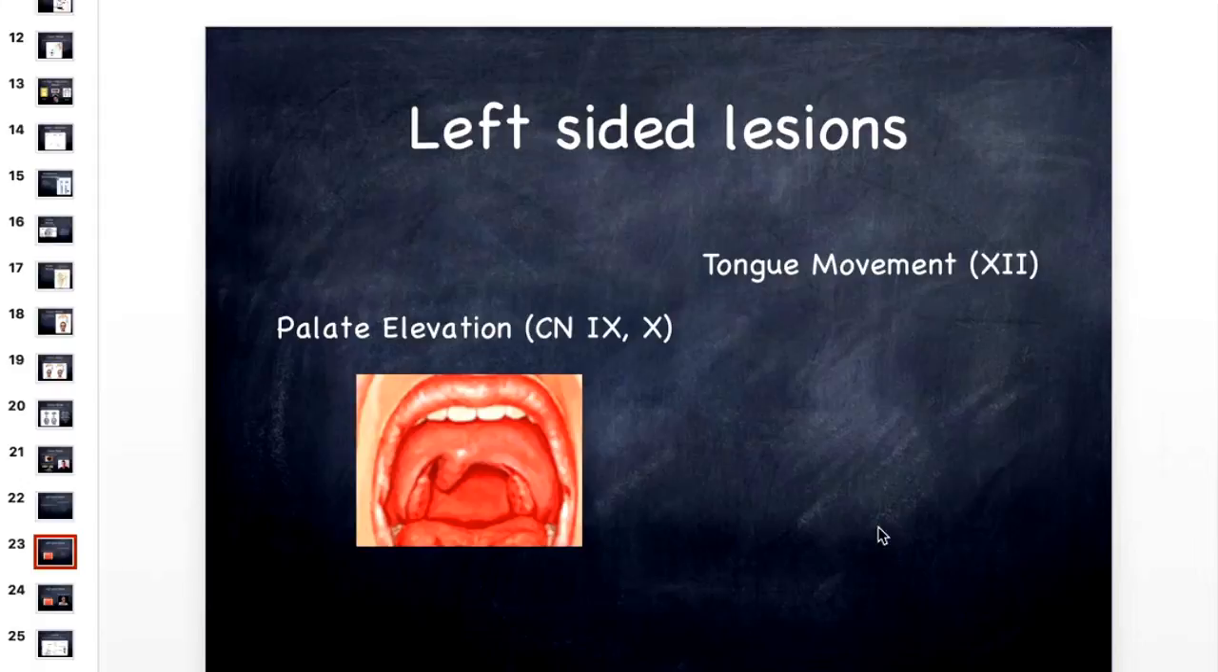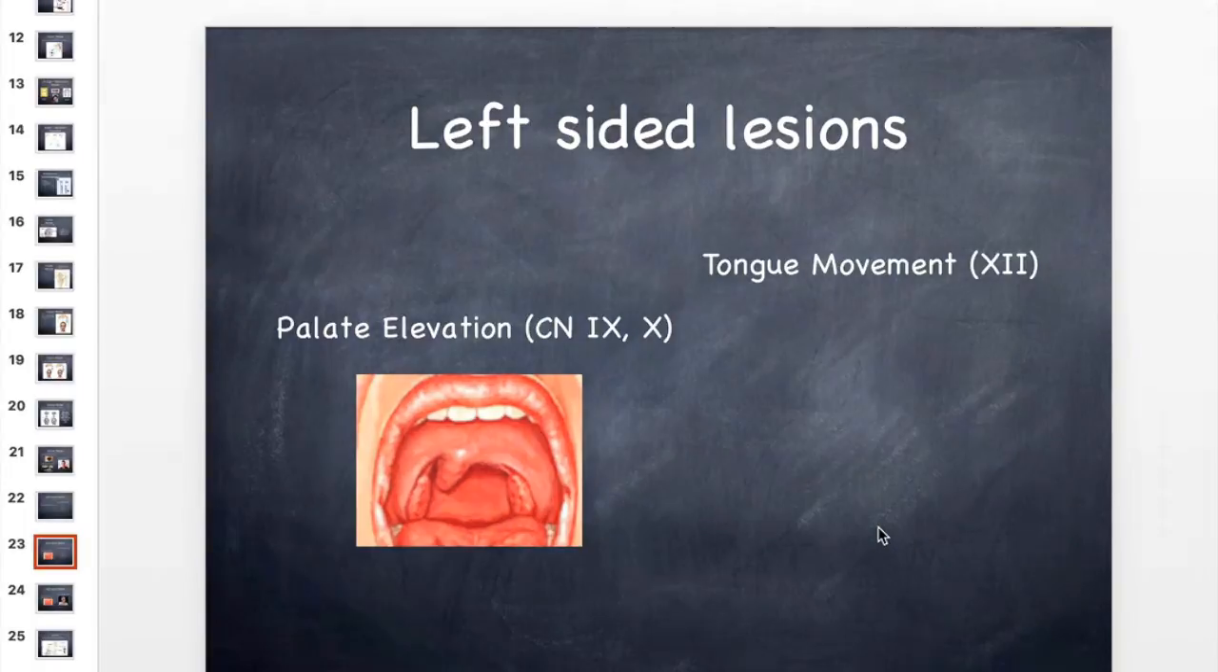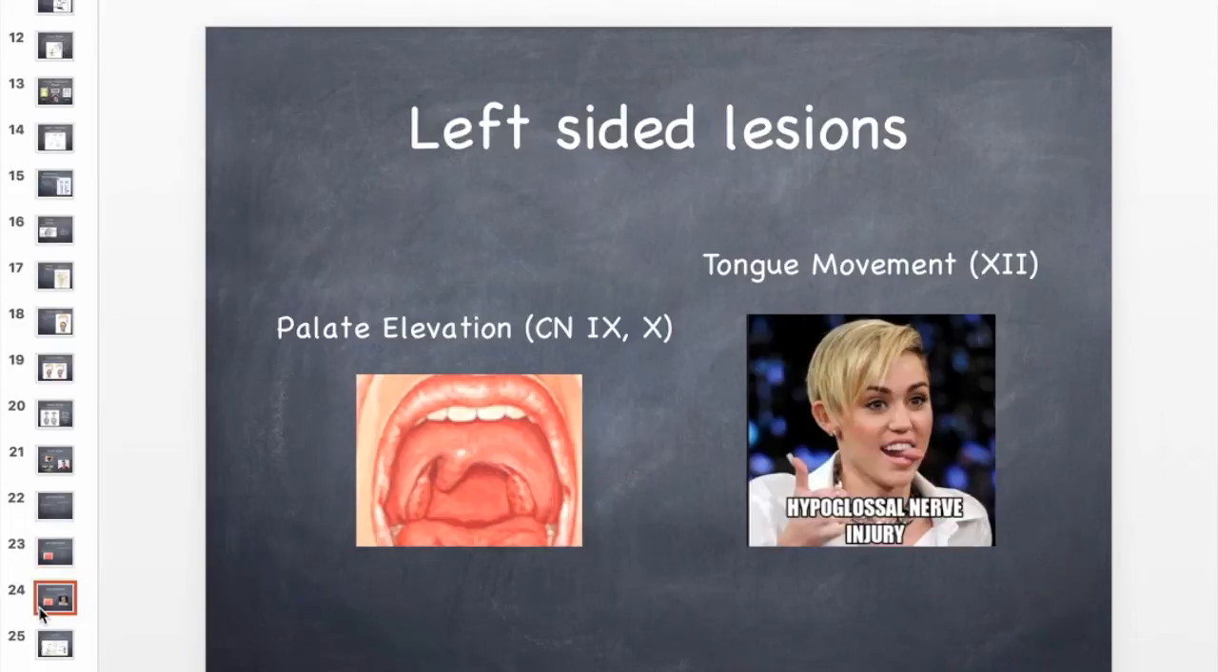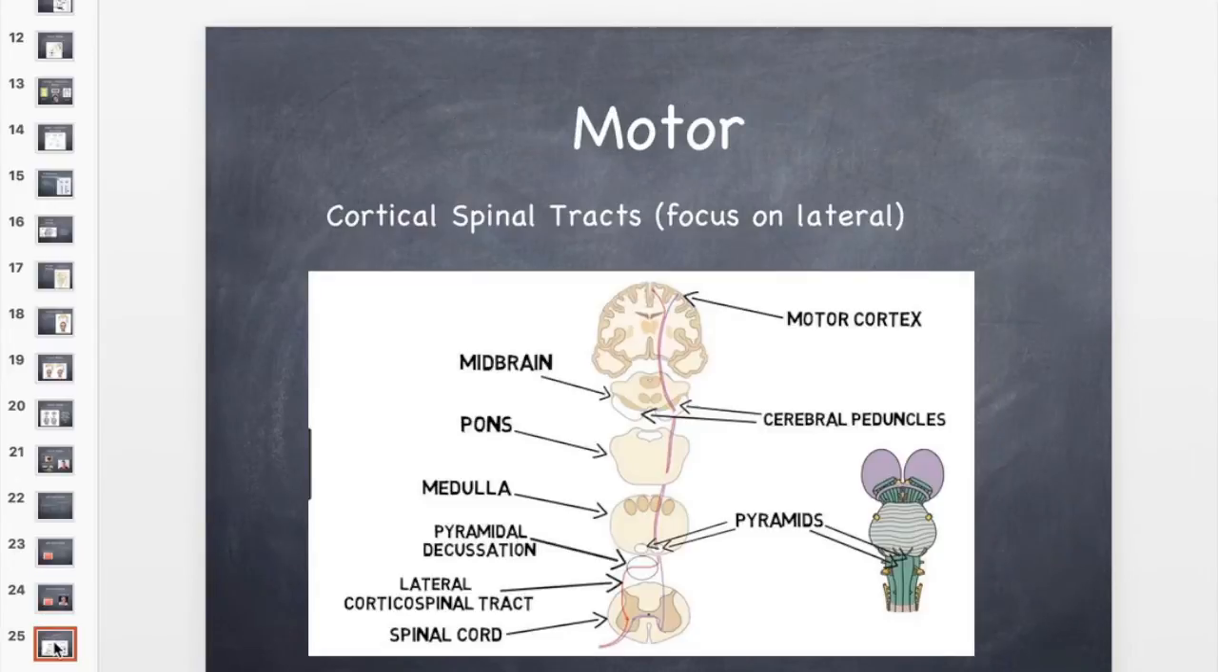Because the hypoglossal nerve on the left side moves the tongue to the right side, and the hypoglossal nerve on the right side moves it to the left side. So if you have a left-sided hypoglossal nerve lesion, you will get the tongue deviating to the left side here, as Hannah Montana nicely demonstrates.